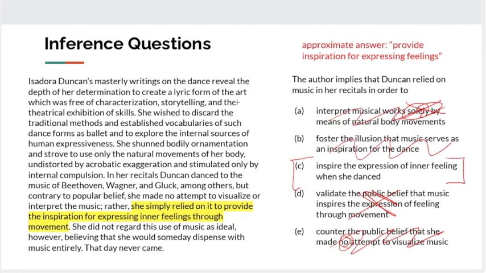Okay, so that'll do it for this video on inference questions. In the next video, we'll talk about questions involving function or purpose.